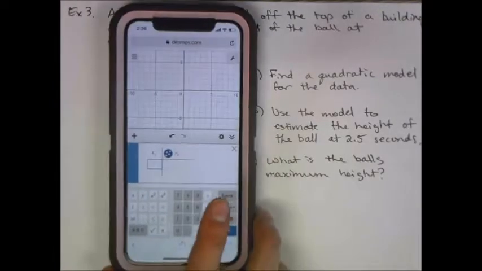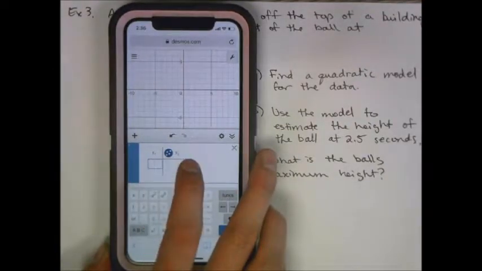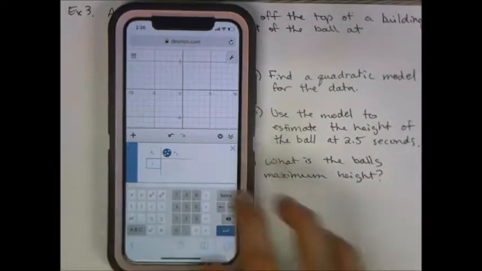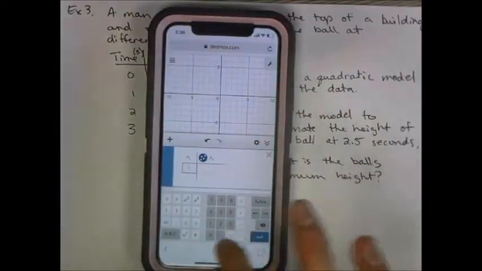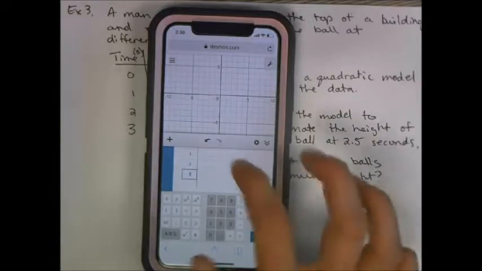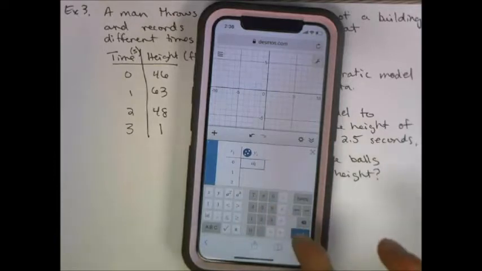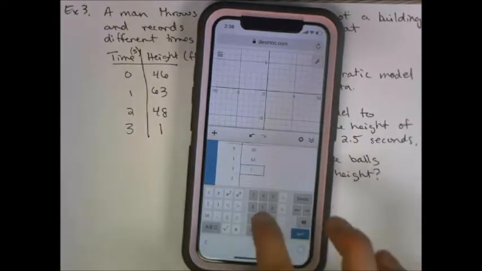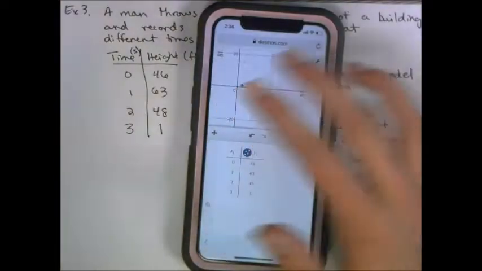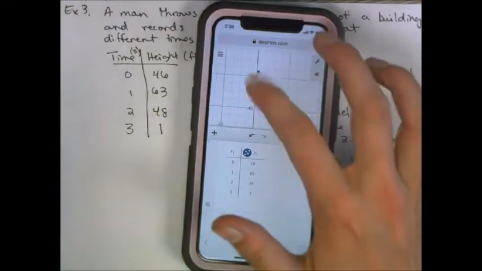Now I want you to pay attention because some of you notice how I have added a table. I still have x1, y1. Some of you might have x2, y2. Pay attention to that because we'll need that later on. Go ahead and enter your data. We have 0, 1, 2, 3. Then I have 46, 63, 48, 1. Again, kind of look to see how your data is. We have a point there and a couple right there.